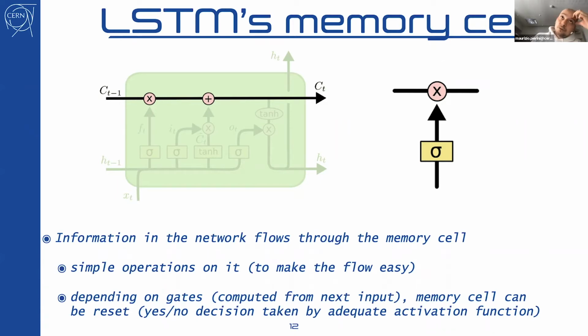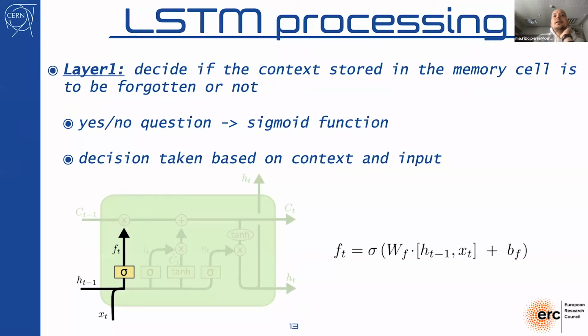So the idea, as usual, is that there is some information flowing through the memory cells of the network, and basically you use these gates, which again are ruled by sigmoid functions, which are functions of the new input that you get in, to decide if you want to update or not the memory. And this is done in layers. So this is again a deep version of a plain recurrent network.